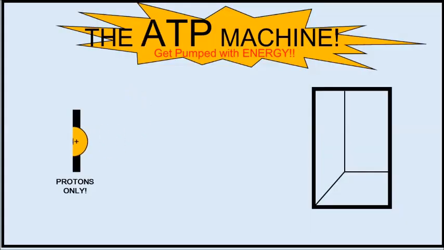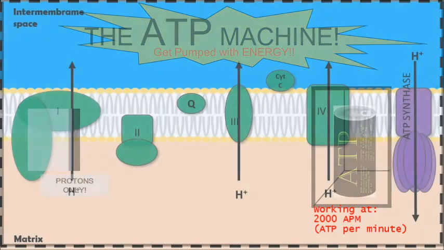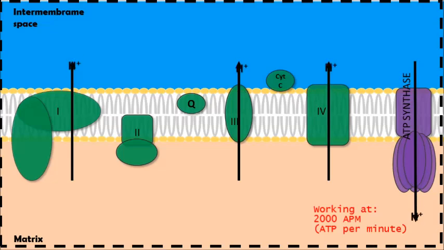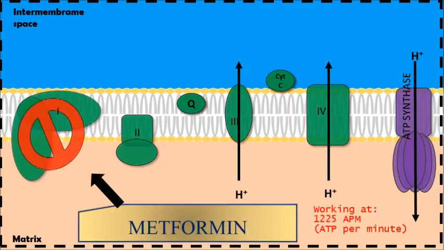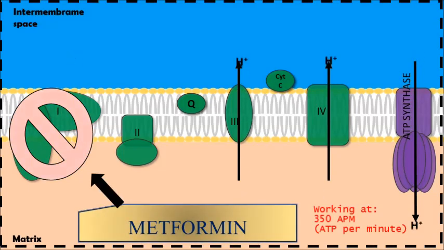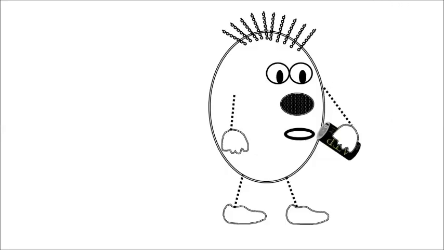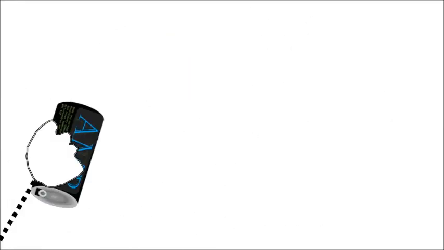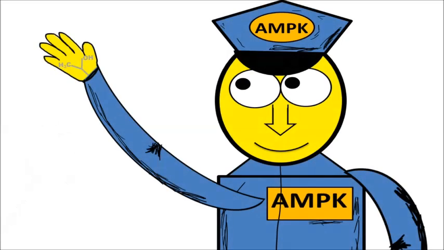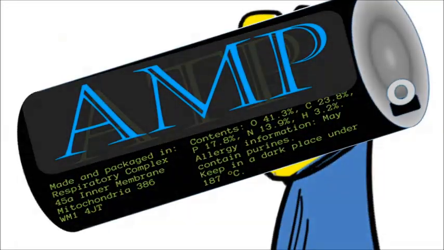ATP is like an energy drink made by the mitochondria via a proton gradient. It is known that metformin inhibits complex 1 of the respiratory chain, which reduces ATP output. The cell uses the energy in ATP and generates an AMP byproduct. In high concentrations, this byproduct binds to a threonine residue on AMPK and activates the kinase.